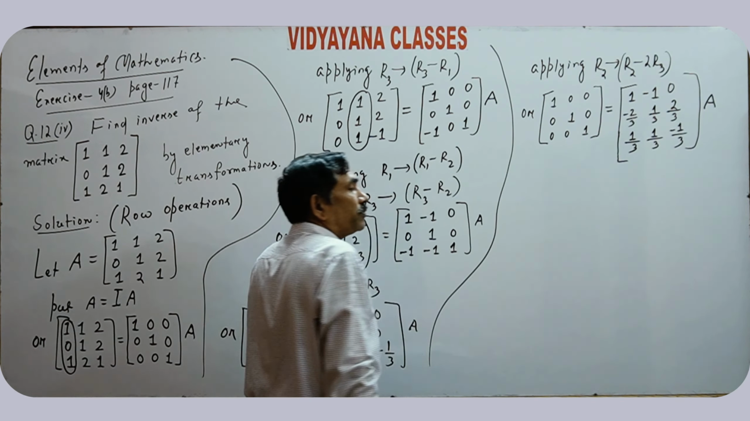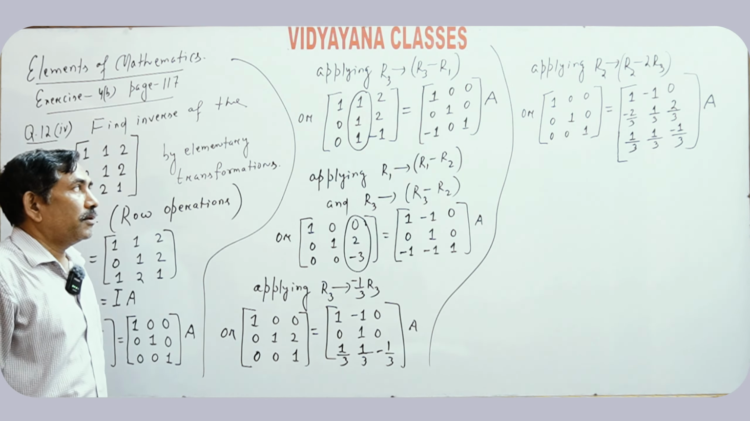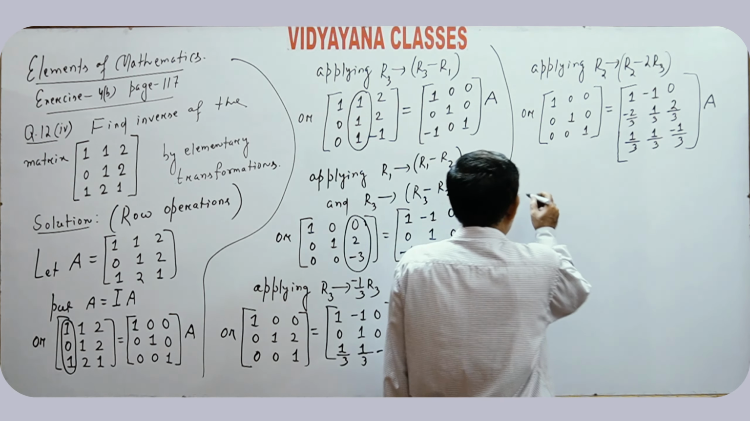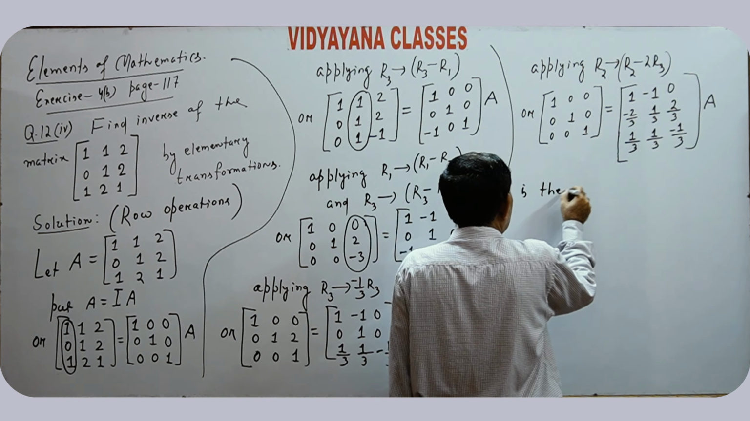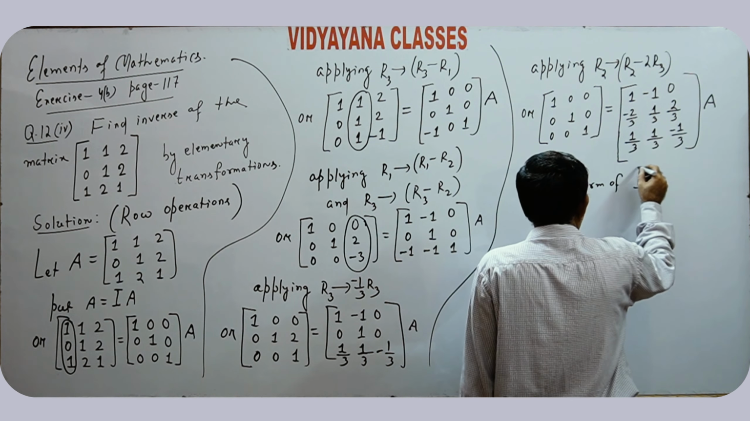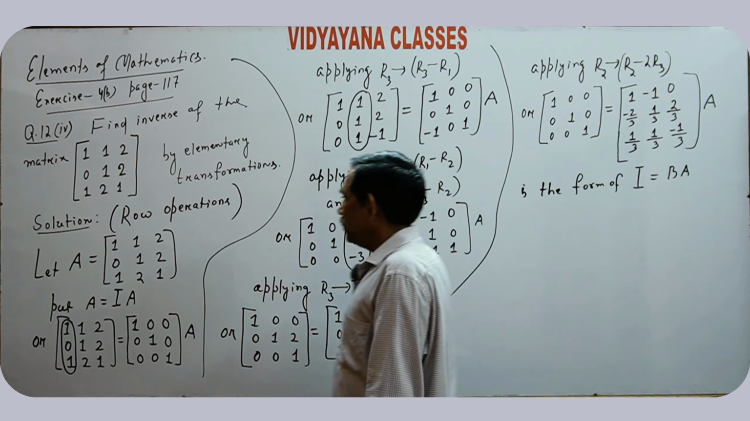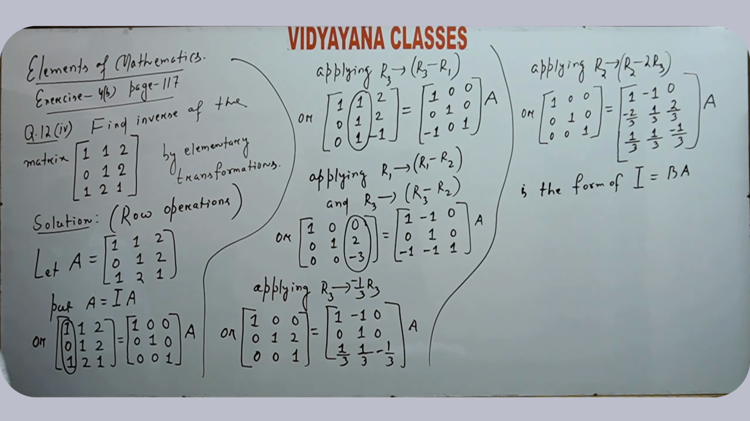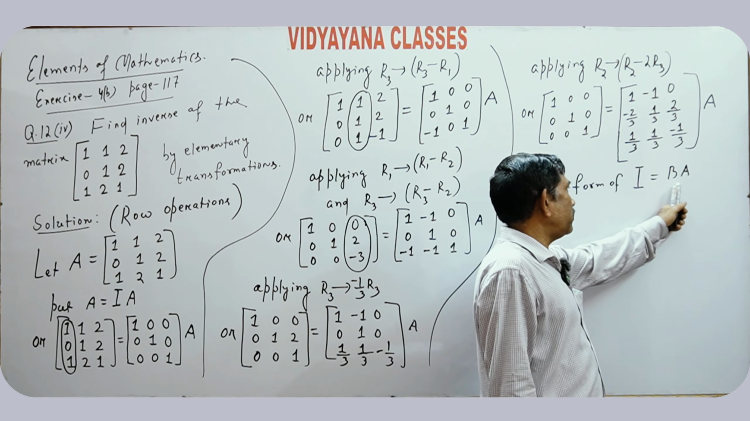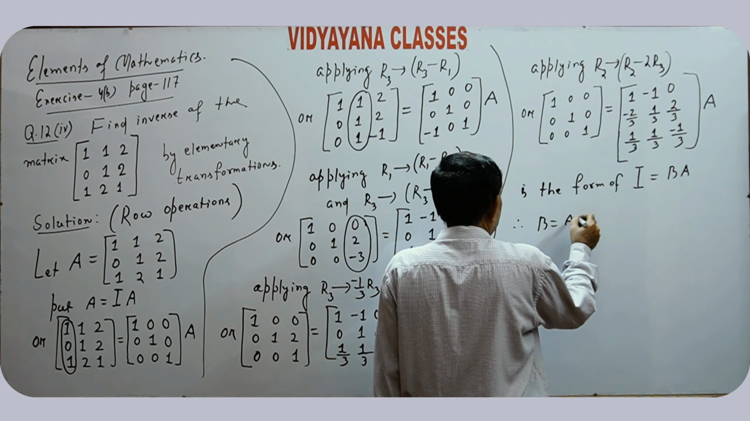It is of the form I is equal to BA. If A is equal to IA changes to the form I is equal to BA, then B is equal to the inverse of A. Therefore, B is equal to inverse of A.